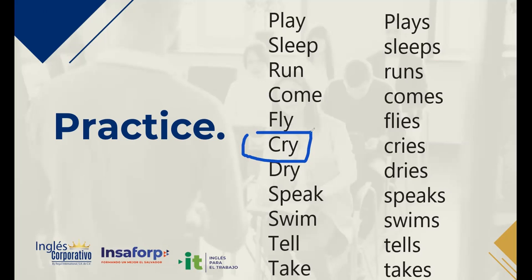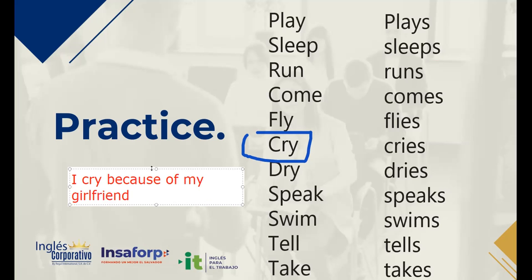I? I. ¿Do you, sería? No, ¿por qué el do you? No. I, y de ahí, ¿cómo se dice llorar? I, no sé cómo se pronuncia. Cry? I cries because of my girlfriend. Okay. No, si solo era hacer la oración. Ahorita preguntas no hay.